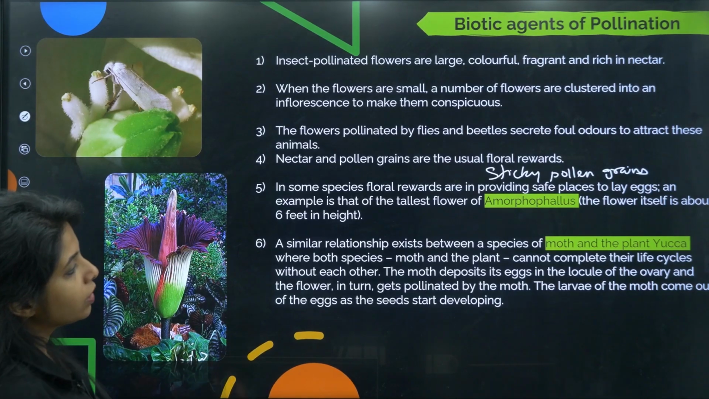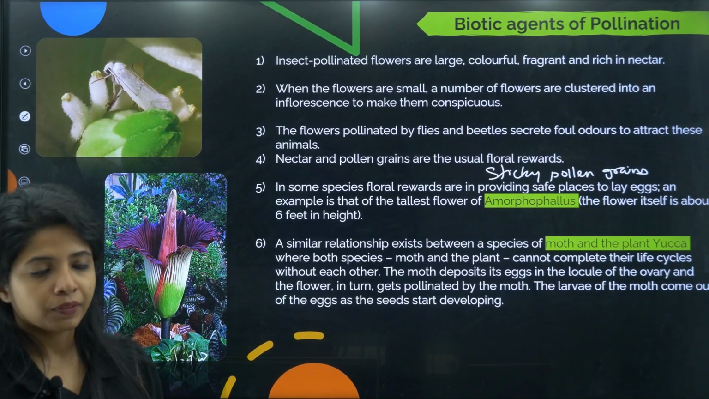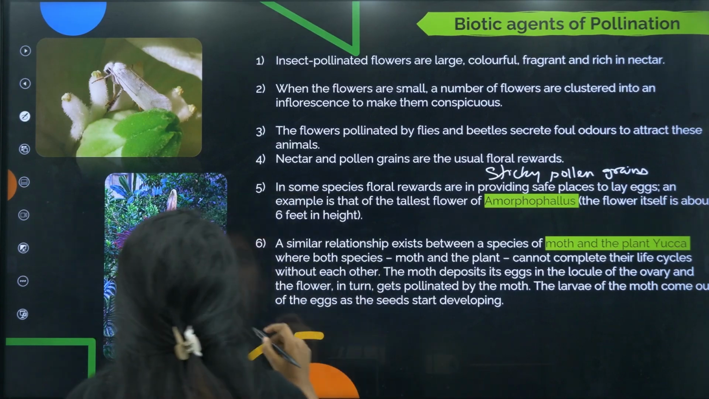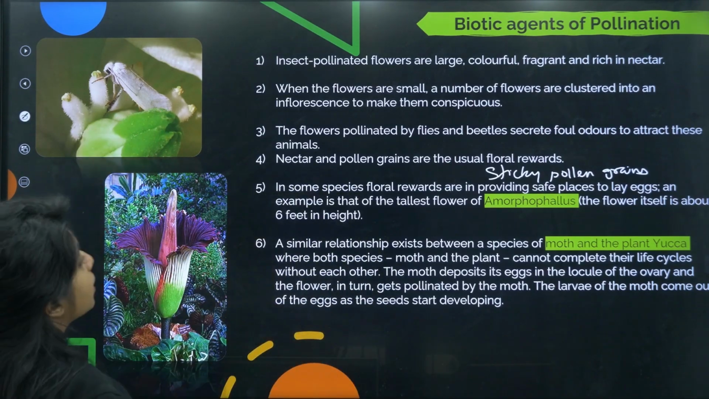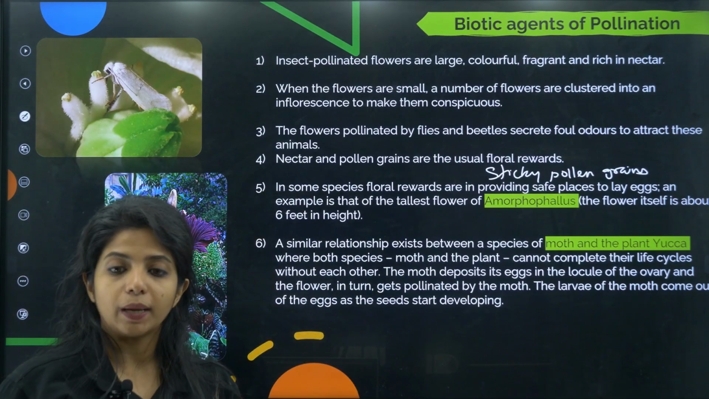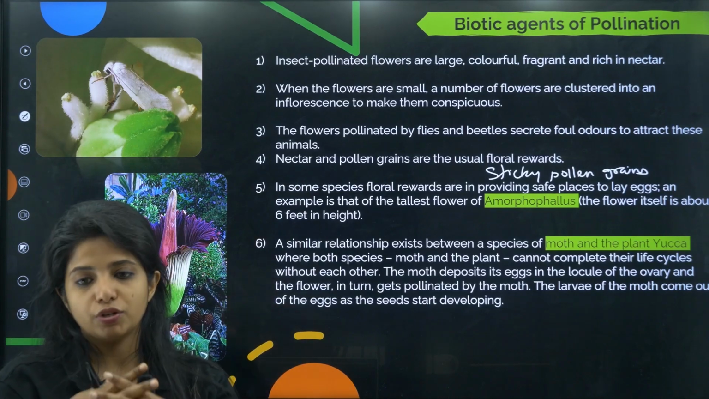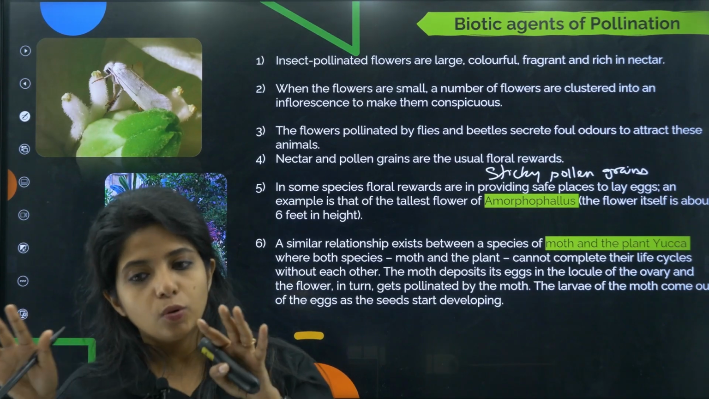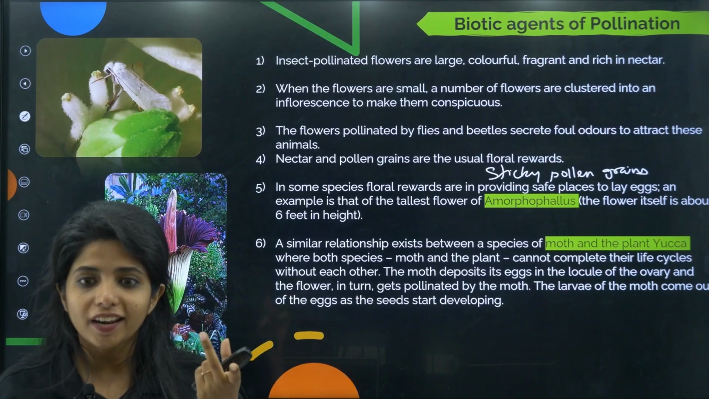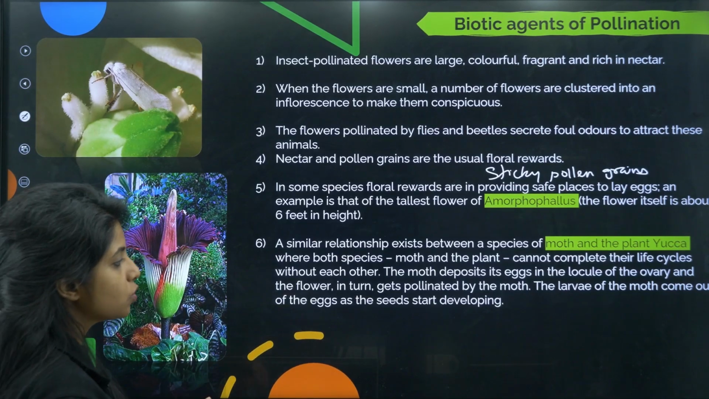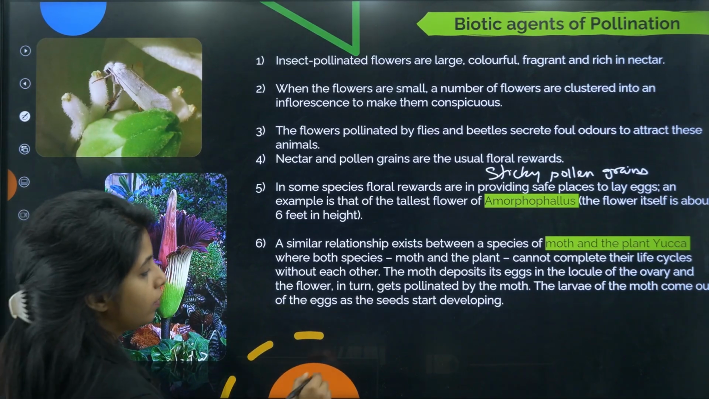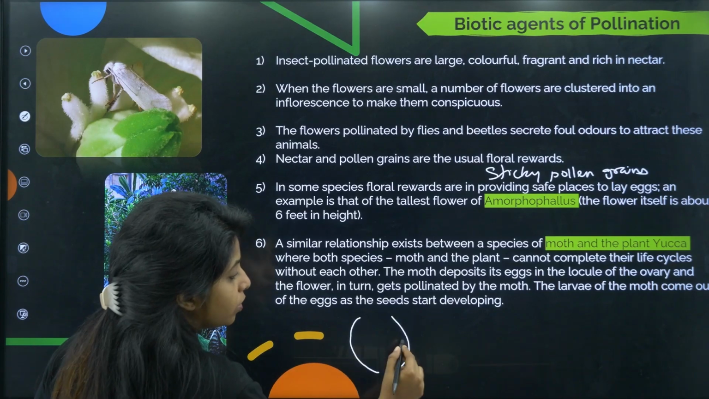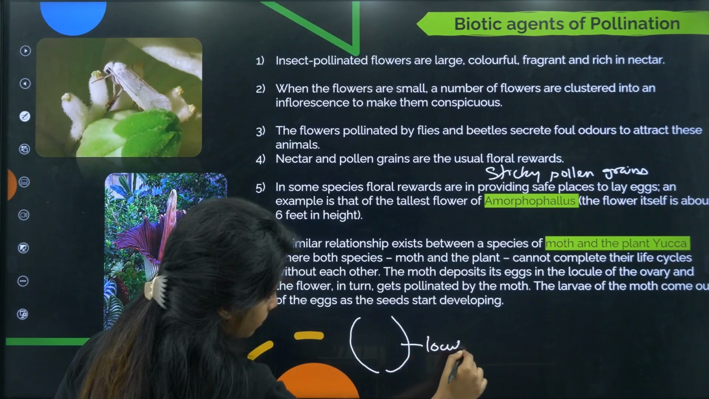Now over here there is one more relationship that exists between the moth and the plant yucca. This is the moth and this is the plant, that is yucca. Both of them are in an inseparable relationship. They are together always. So the moth basically goes and lays its egg where? In the locule of the ovary. What is the locule of the ovary? By that I mean the space inside the ovary where the ovule is resting, you call it a locule.